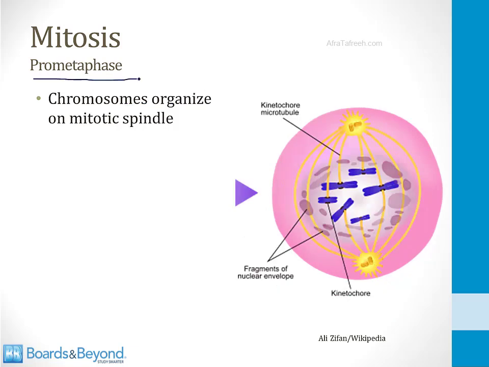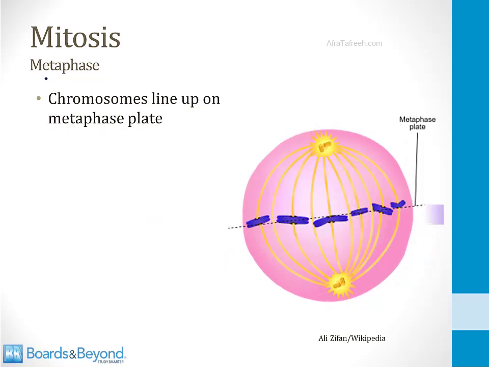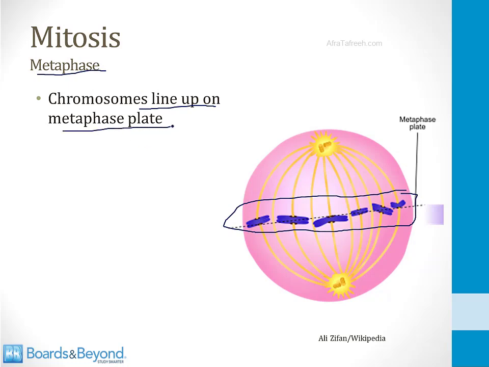In prometaphase, the chromosomes begin to organize on the mitotic spindle. This is a picture of prometaphase shown on the screen here. And then the hallmark of metaphase is that the chromosomes line up in the middle of the cell, as shown in this picture here. They are lined up on what's known as the metaphase plate. From here, they are going to eventually be pulled apart to opposite ends of the cell.